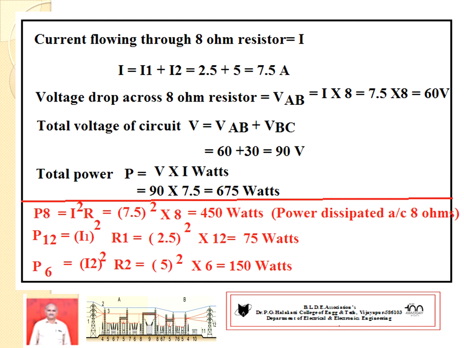In a similar fashion, the power dissipated across the 12 ohms resistance. What is the current? I1 is the current. What is the resistance? 12 ohms. Then I1 square into R1, 2.5 square into 12, is 75 watts. In similar fashion, the power dissipated in the 6 ohms resistance. What is the current? I2 is the current. What is the resistance? 6 ohms. Finally, 5 square into 6, it should be equal to 150 watts.